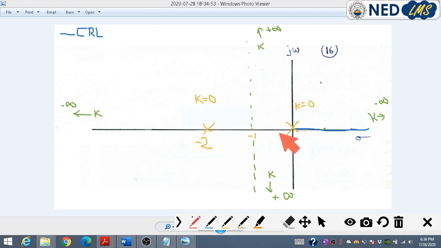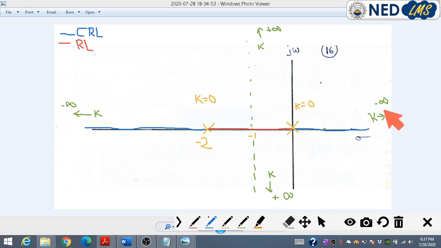Then after this pole, my count is 1. If I count the number of poles and zeros on the right side of this search point and the count is an odd number, this particular point is on RL. My count is 1, still 1, still 1, so all these points representing the system roots lie on RL. Beyond that, once again my count is 2, so all these points belong to CRL. So in this root locus, we have the distribution of where CRL is and where RL is.